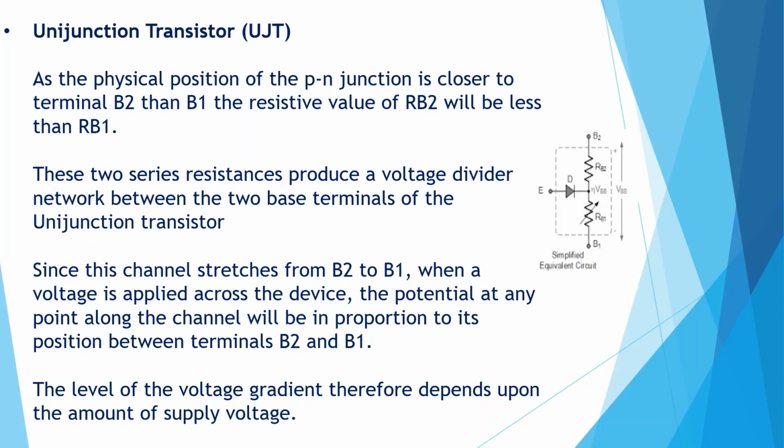The level of voltage gradient therefore depends upon the supply voltage. The total supply voltage will be divided into the voltage drop across RB1 and the voltage drop across RB2. The voltage drop across RB1 will be called VRB1 and the voltage drop across RB2 will be called VRB2, and the total supply voltage will be VBB.